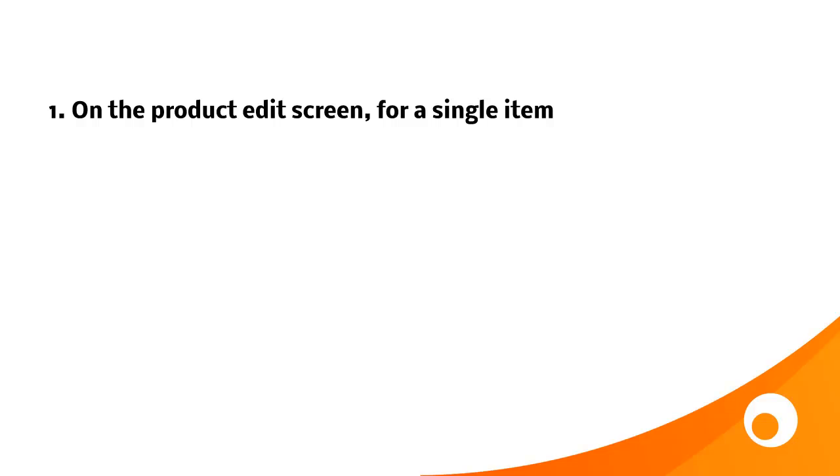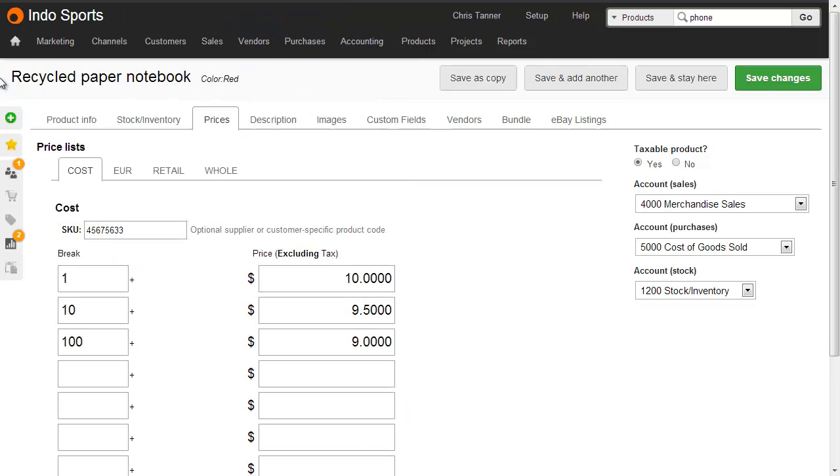So let's have a look at the first method, editing prices on the product edit screen for a single item. So here we have a product, the recycled paper notebook. And in the prices tab, you can see 4 different price lists that I have set up in the system. We've got cost, euros, retail, and wholesale.